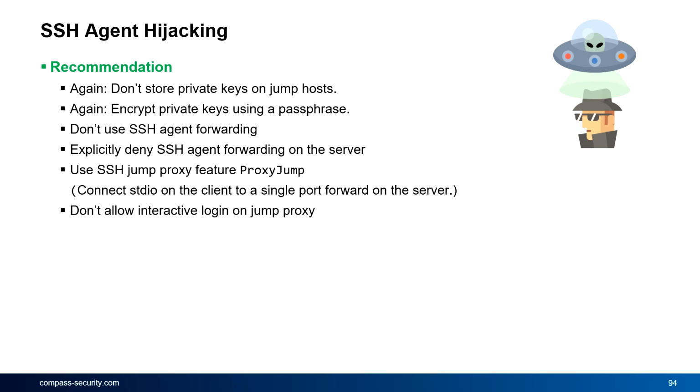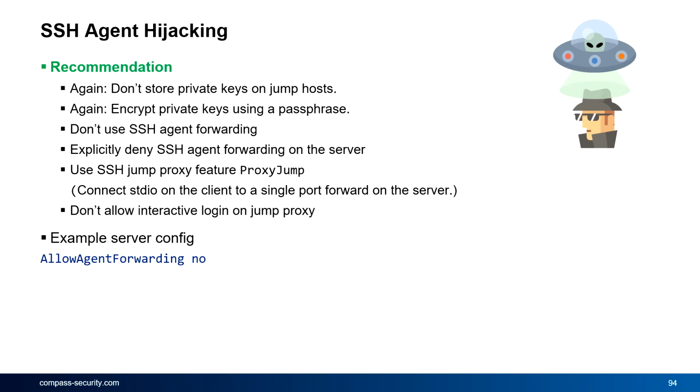However, you may still have the requirement to access one system through another system, and for this SSH provides a proxy feature, or jump proxy feature, called ProxyJump. So this basically allows you to connect to a remote system via another system, but this does not expose any private keys to this intermediate system. And also for this intermediate system, this jump proxy, you don't need any interactive login. So you can use this to further decrease the attack surface.